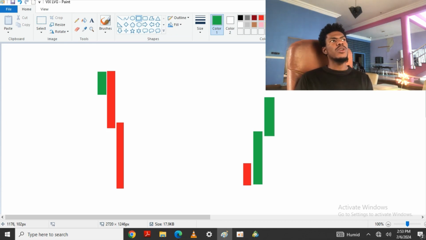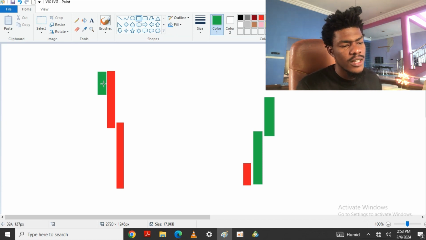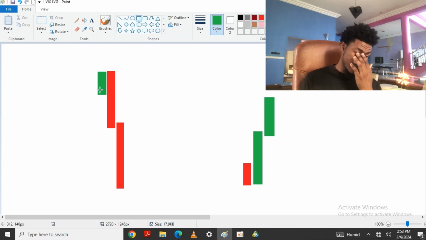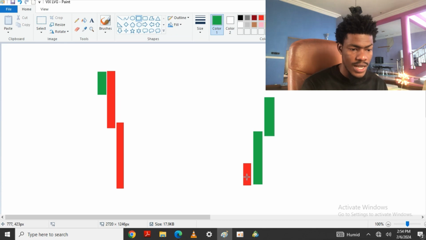So now we're going to be talking about fair value gaps. If you look at my screen right now, let's go straight to the business of today, with a quick recap. We said there are two types of order blocks, bullish and bearish. A bullish order block has the last bearish candle before a bullish expansion, while a bearish order block has a bullish candle before a bearish expansion to the downside.